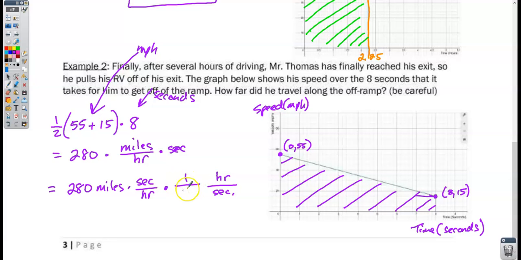In 1 hour, there are 3,600 seconds. I'm going to go ahead and multiply by that, and when I do that, that gives me my final distance traveled in miles. And so I take 280 times 1 over 3,600.